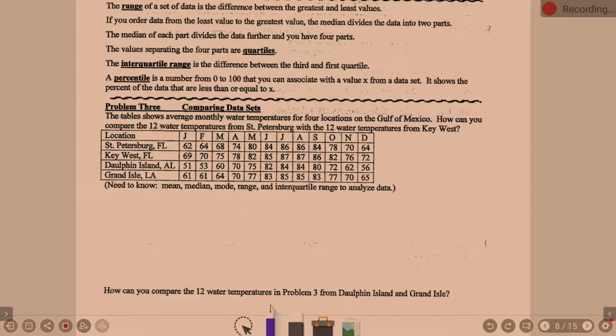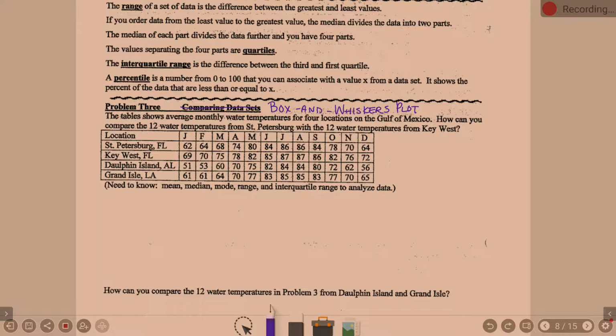Now, okay, backside. This is the section where I'm changing up what we're doing. We're not going to compare the data set. This is where we're going to talk about box and whiskers.